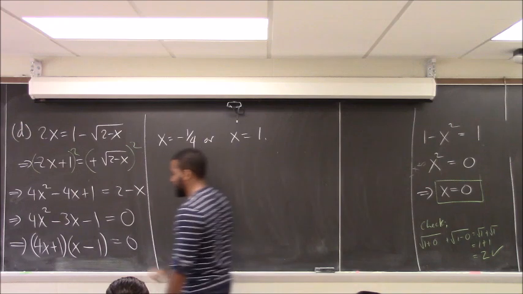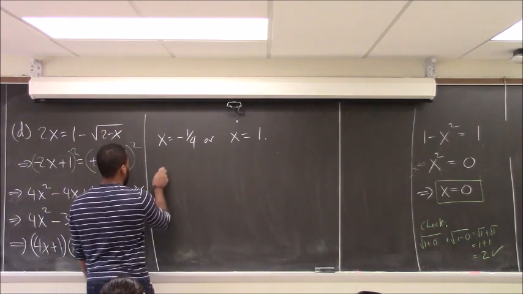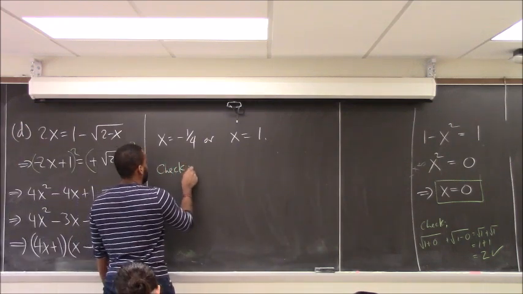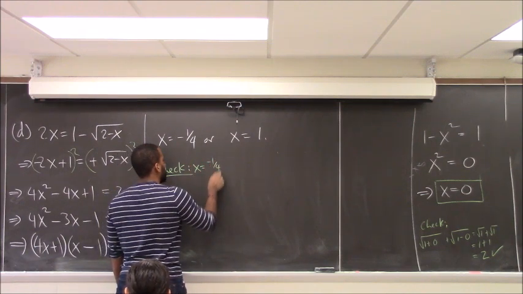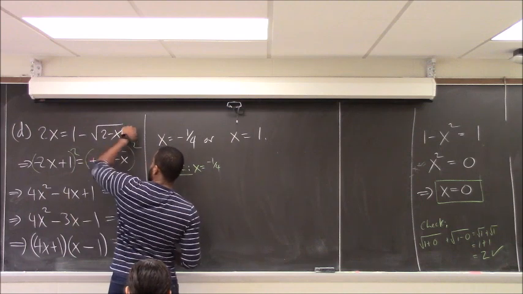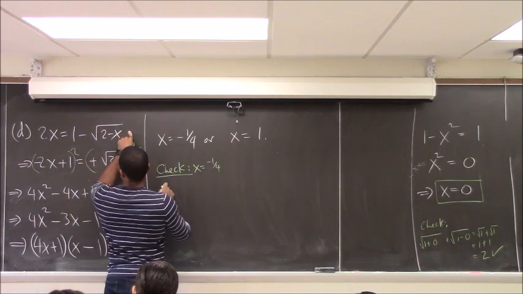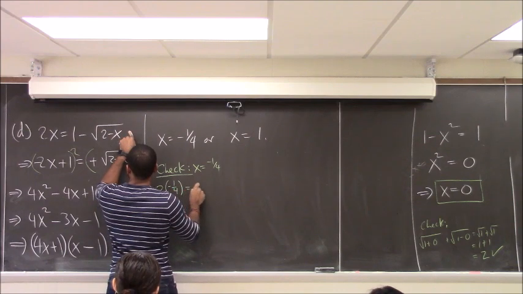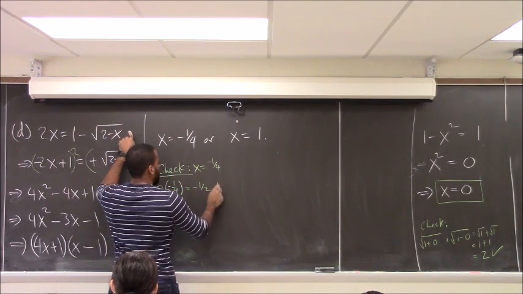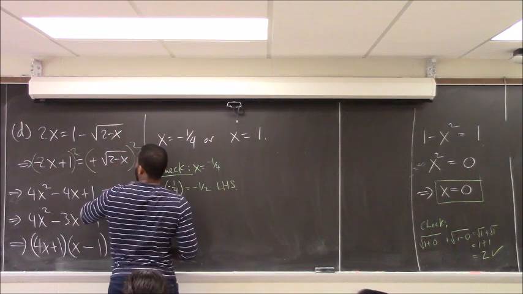Now we go through and we check. So let's check x equals -1/4. If I go back to the original equation, then I have 2 times -1/4, that's equal to -1/2. That was the left-hand side. What about the right-hand side?